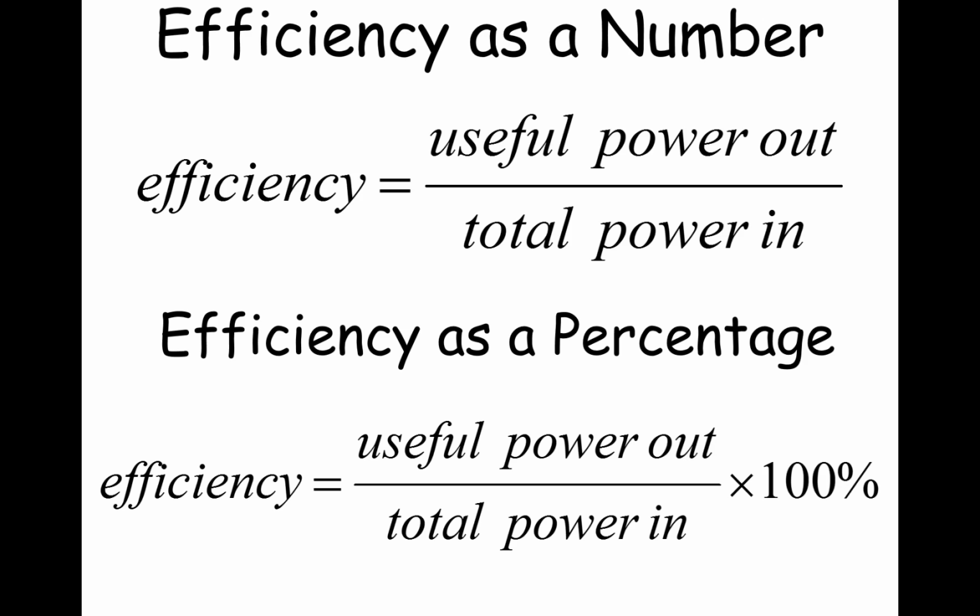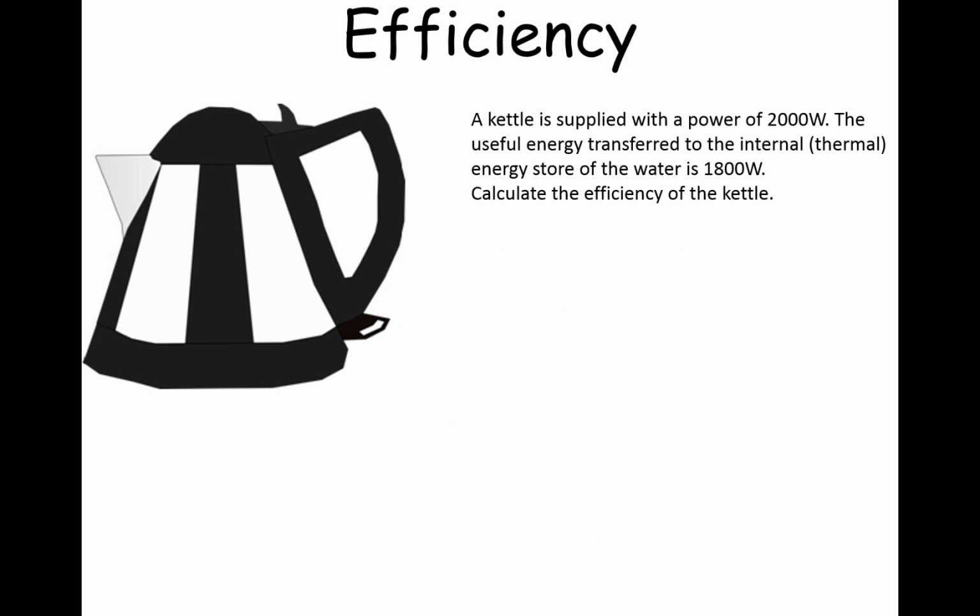Meanwhile, efficiency as a percentage: whatever answer we get for useful power out divided by total power in, we multiply that by 100%, and that will give us the percentage efficiency. So let's start with an example. It's very similar to an example we had previously.